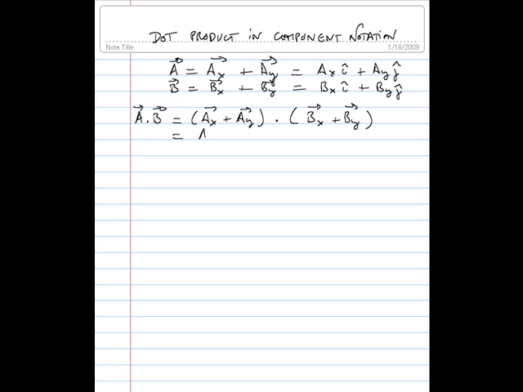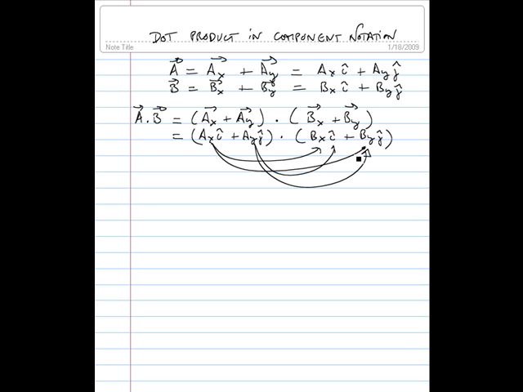So this will be Ax i plus Ay j dot Bx i plus By j. So again, I'm going to take the first term, dot it with this first term, then go back to this first term, dot it with this second term, etc. So this dot this plus this dot this plus this dot this plus this dot this, the standard distributivity rule. I will end up with Ax times Bx, i dot i.